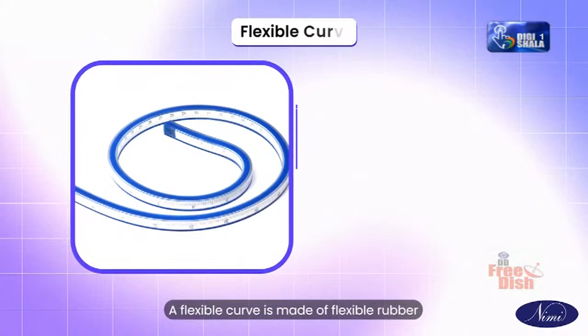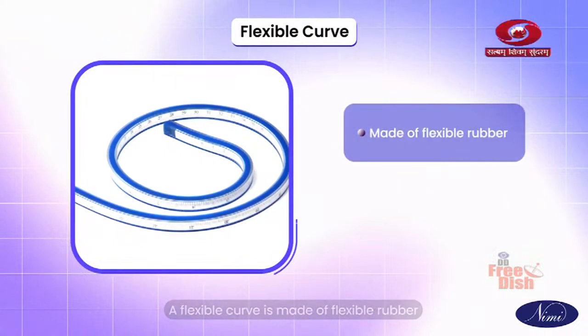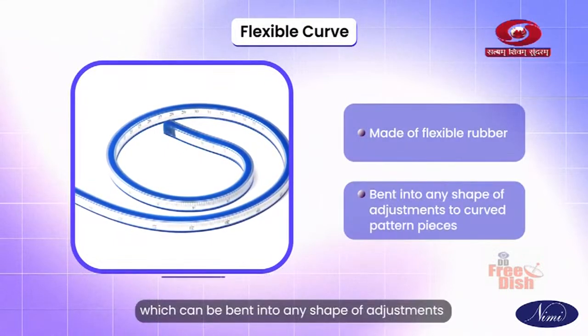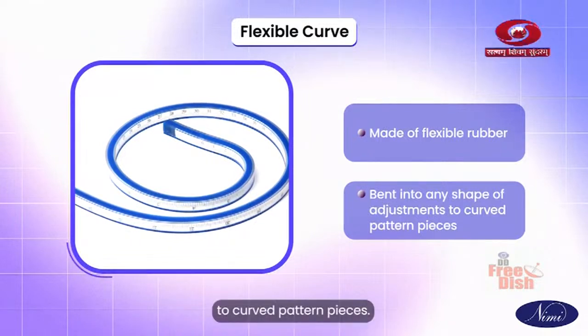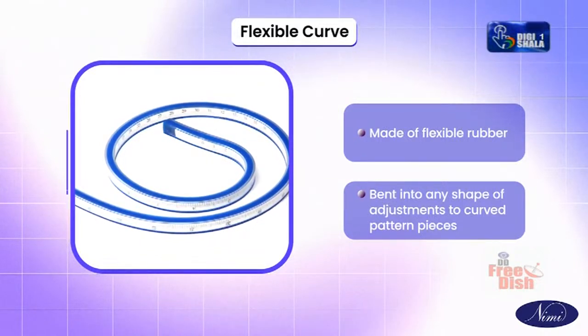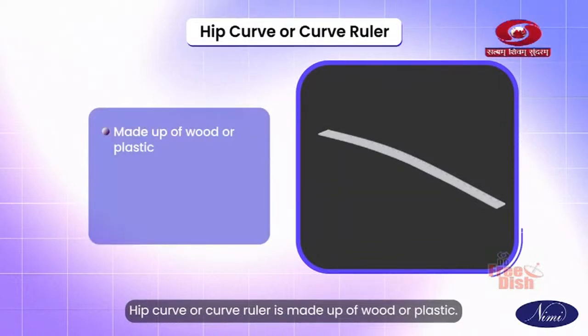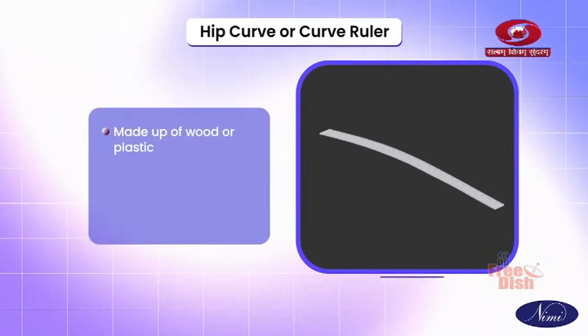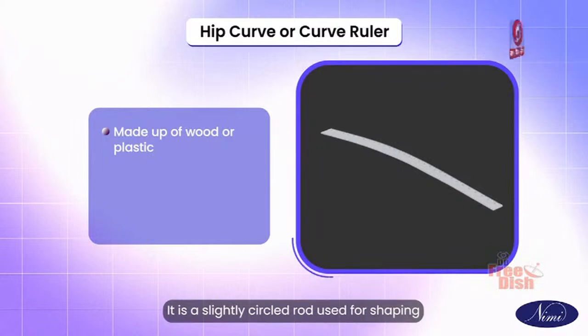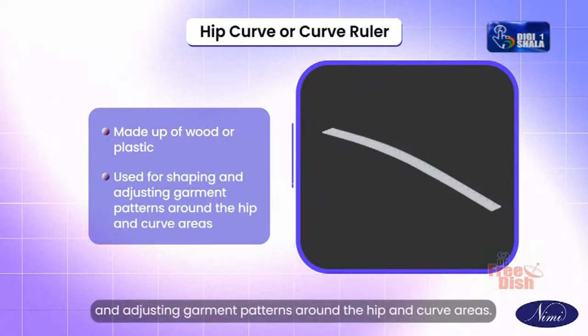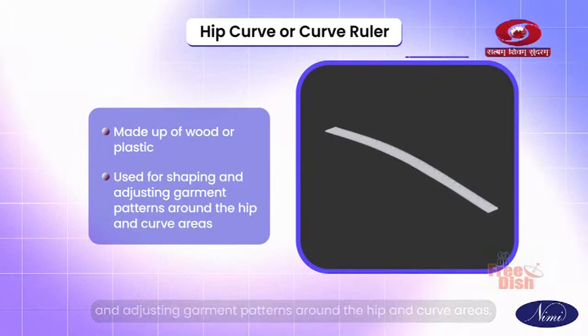A flexible curve is made up of flexible rubber, which can be bent into any shape of adjustments to curved pattern pieces. Hip curve or curve ruler is made up of wood or plastic. It is a slightly circled rod used for shaping and adjusting garment patterns around the hip and curve areas.